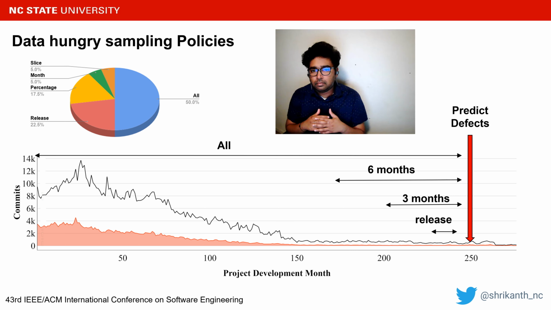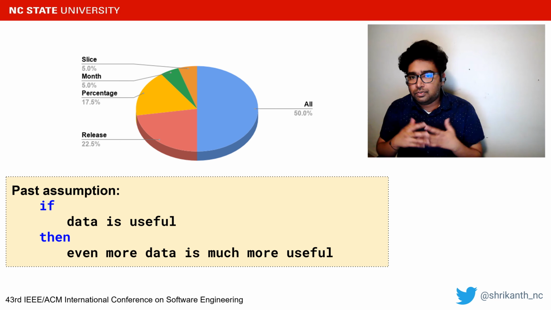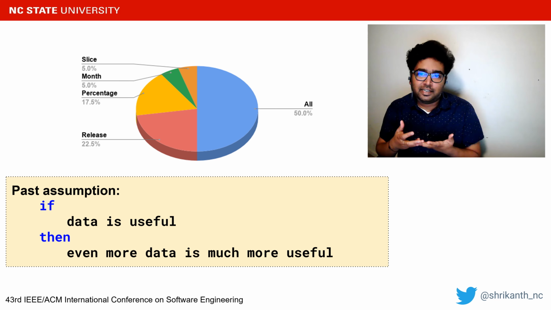There are some of the data-hungry defect prediction methods where one builds a machine learning model using all past software commits, or from the recent 3 to 6 months of software commits, or just chosen from the recent release. Over the years, we've held the assumption that if data is useful, then even more data is much more useful.